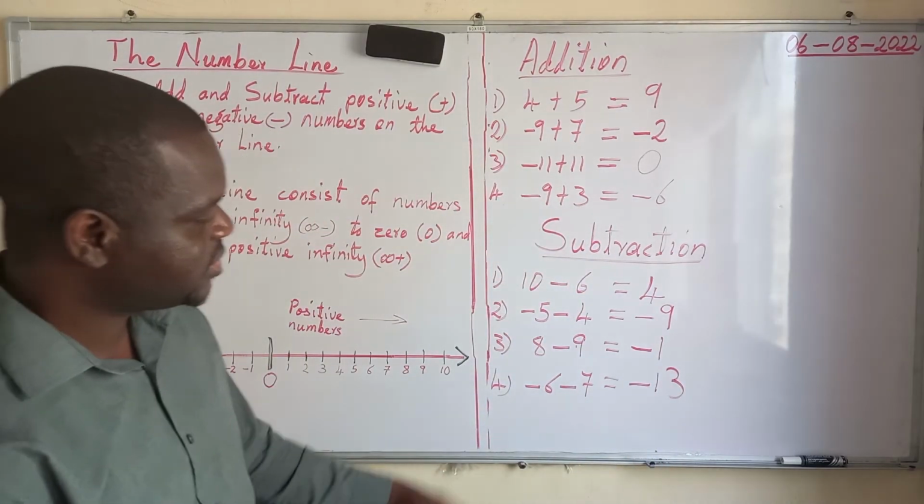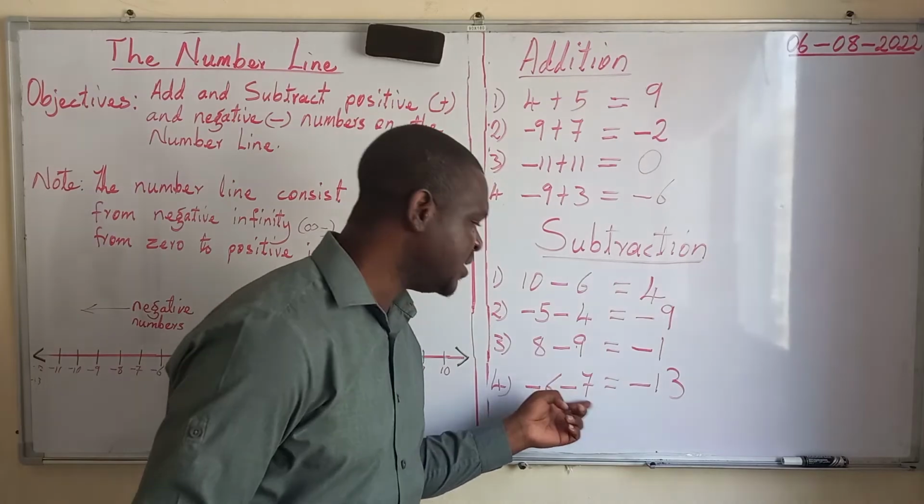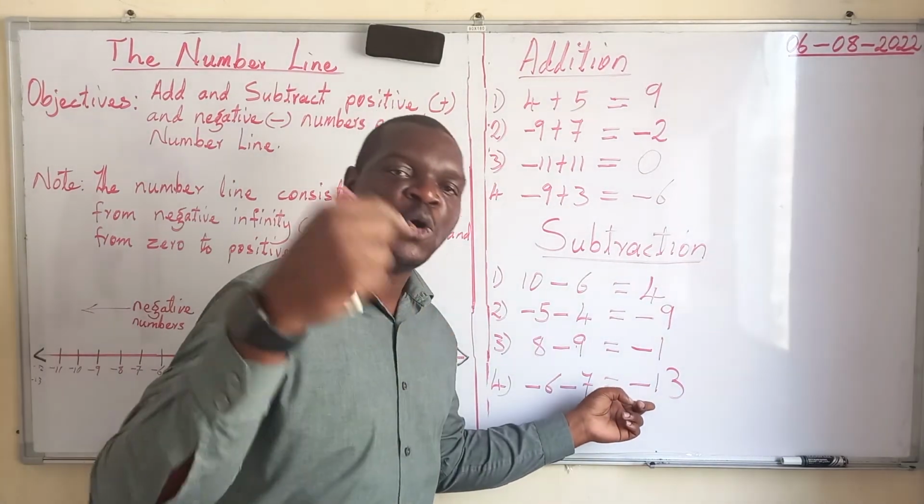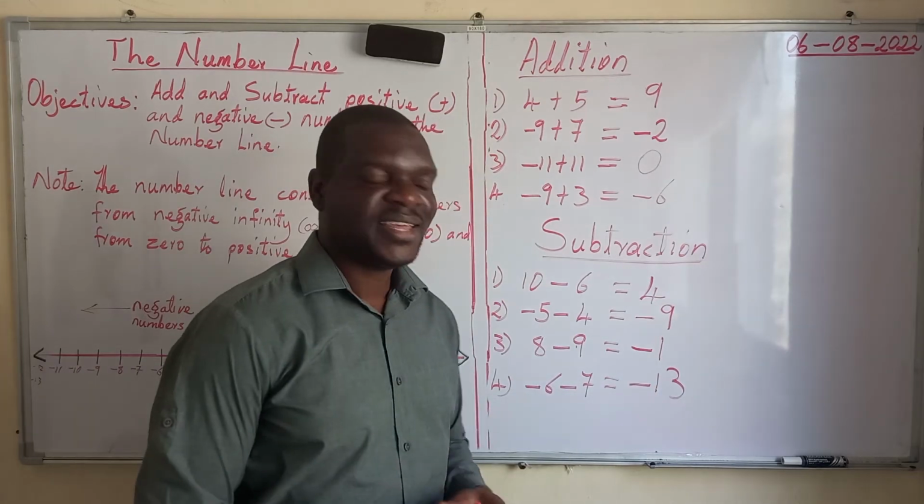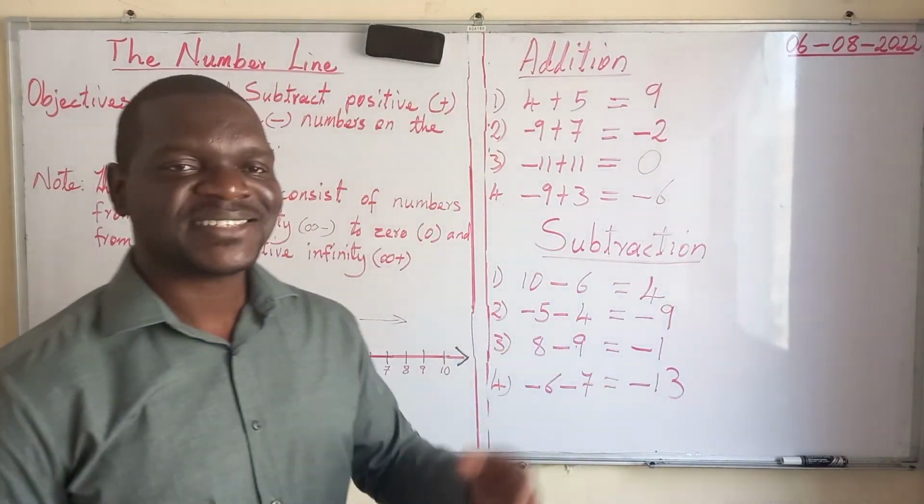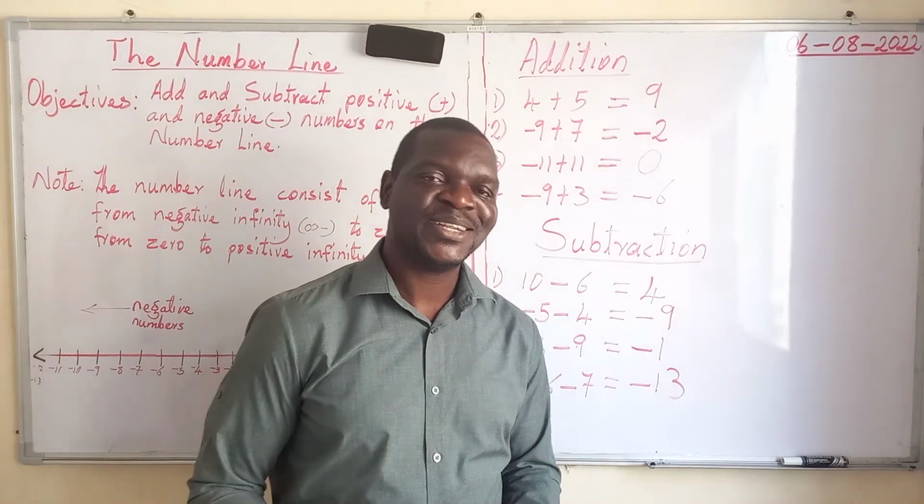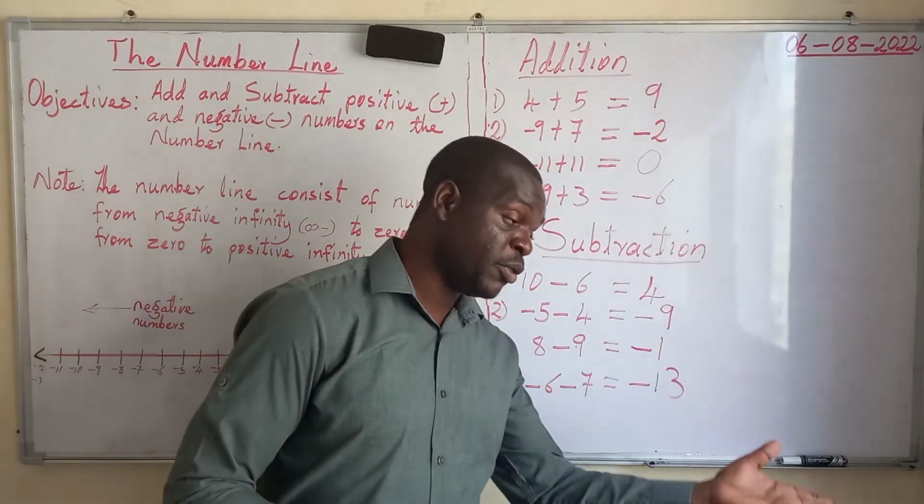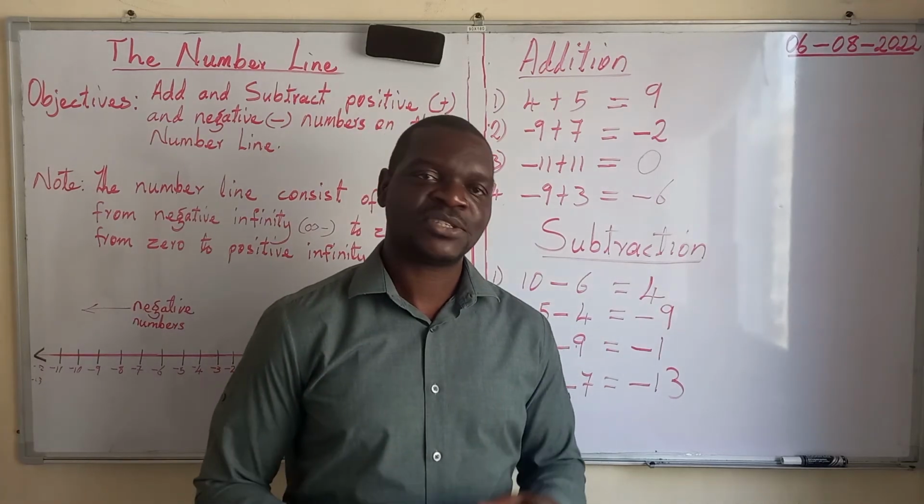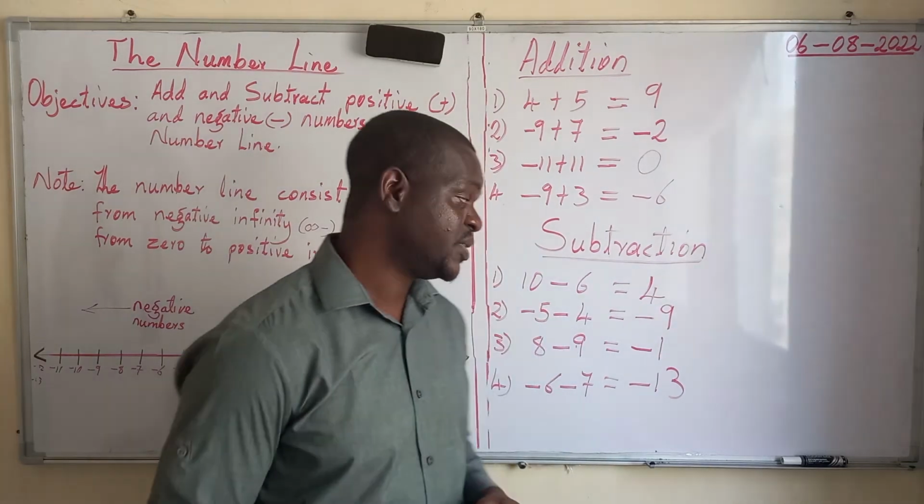Negative 13 because you are owing 6 and you are owing 7. So the total will be owed. You will still be owing negative 13. That is that as far as addition and subtraction of whole numbers on the number line, that's both positive and negative numbers using the number line, is concerned.